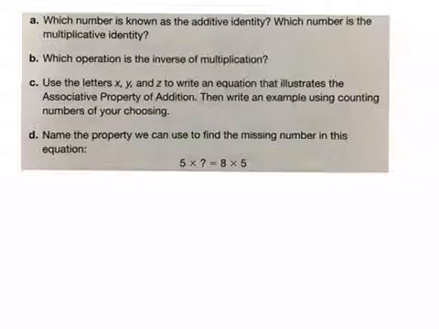Alright, so which number is known as the additive identity? Which number is the multiplicative identity? This is something we just talked about. The additive identity is 0, because if I take 0 and add it to any number, I get back to that same number. The multiplicative identity is 1, because if I take 1 and multiply it by any number, then I'll get back to that same number.